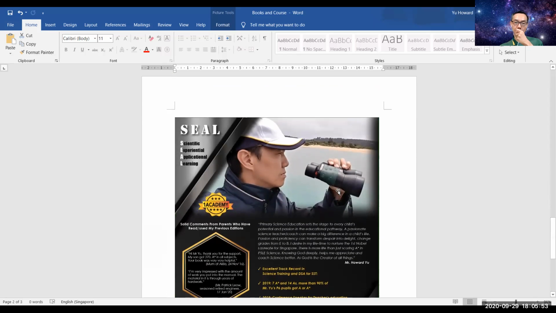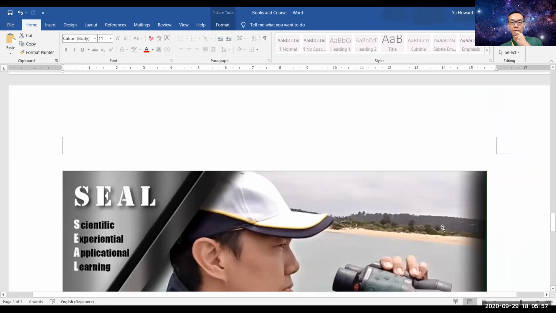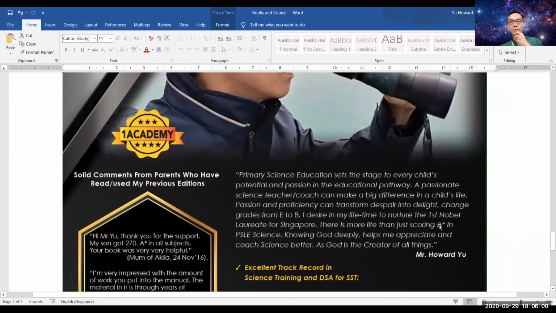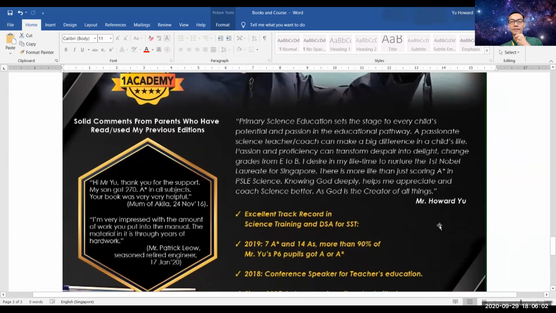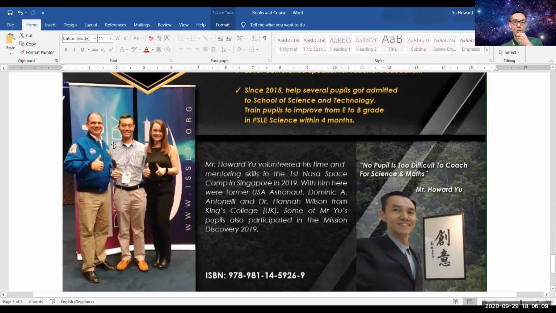And exposure is important. For me, as a science coach, I also make myself to be exposed to those people in higher caliber in science and also in exploration. So back in 2019, I had the rare opportunity to be a volunteer mentor in this NASA space program, where I had the opportunity to meet this former US astronaut, Dominic Antonio. He was actually the commander for the International Space Station.